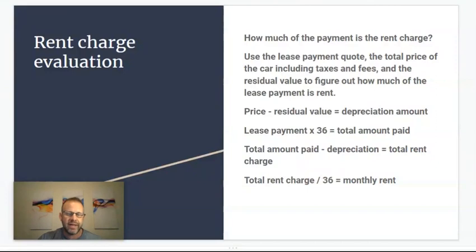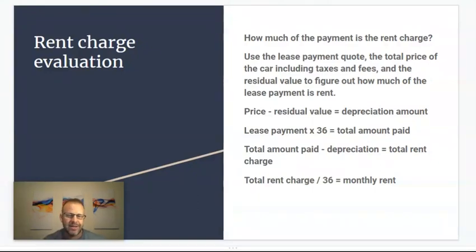So if the bank or finance company is taking just a huge portion of the payment every month, it's going to be really hard to get a payment that's low enough that you'll like it on this car at all in the current market or with the current lease program that the leasing company is offering. So this rent charge evaluation is what you can do if you want to see how much of the payment is rent. All right, so first, and we're going to have several examples.